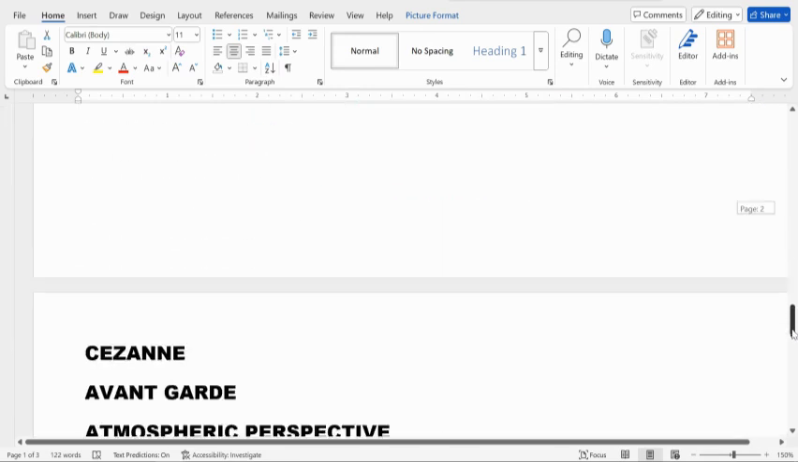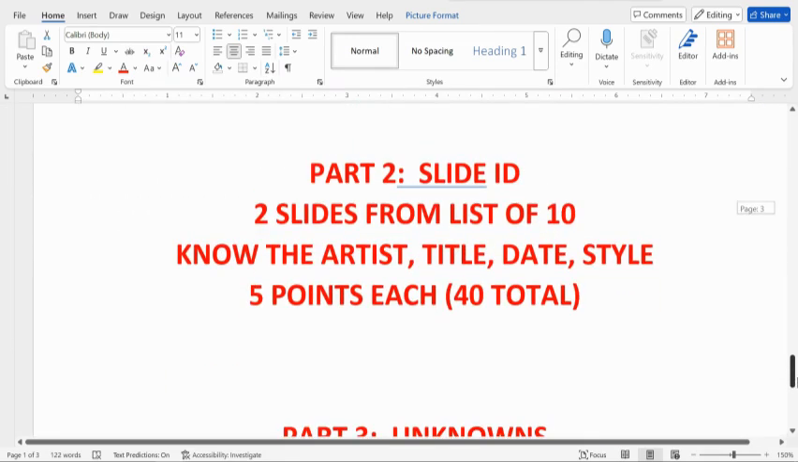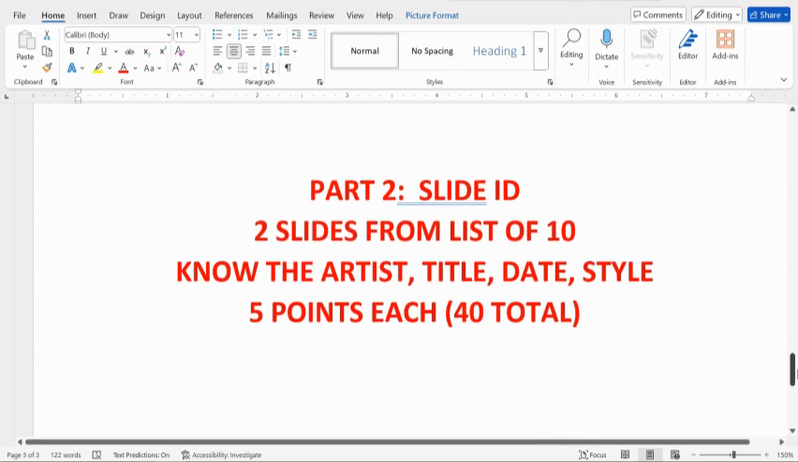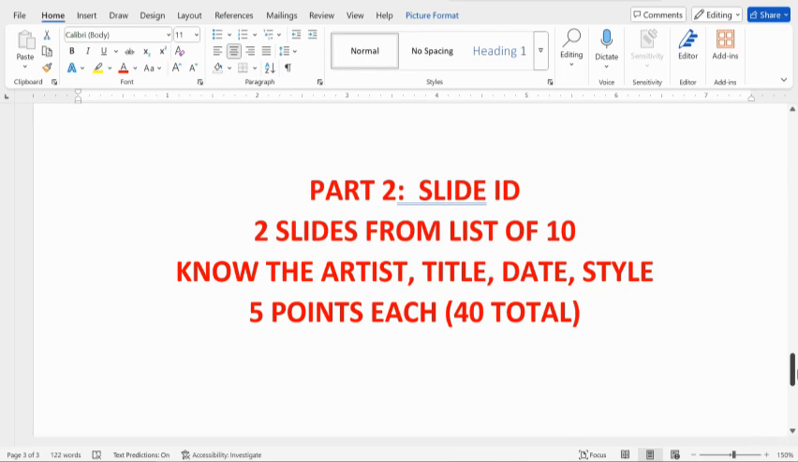Then we are going to have our slide ID. Instead of 20 images, I'm going to give you 10. In fact, they're already posted in D2L. I posted the artist, title, date, and style, as well as the image that I'm going to use on the test. So it should all be there in one document.